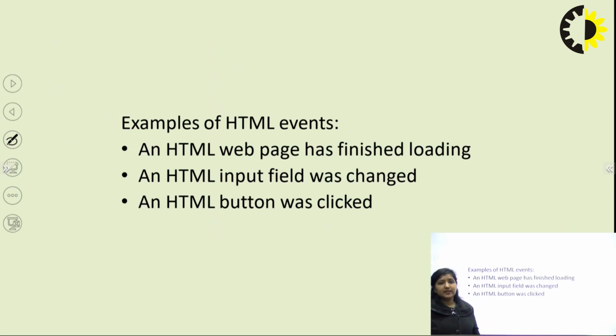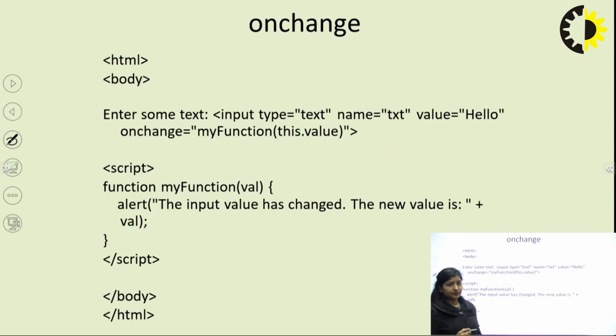Now, let's see some HTML event examples. We will have three examples: an HTML web page which has finished loading, an HTML input field whenever it is changed, and an HTML button whenever it is clicked, like onchange. Now, how are we going to write and handle these events? For this, the syntax for the script will be the same as we write HTML code, with an HTML tag and a body tag. Now, here we have a text box.